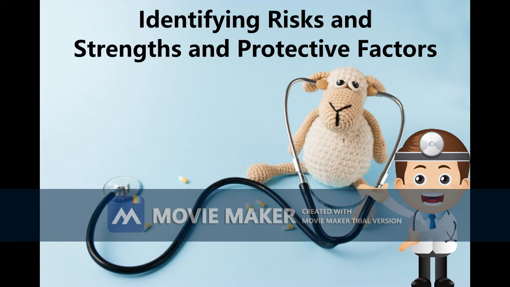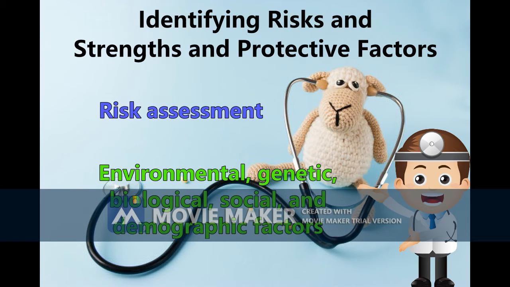Limited evidence suggests observation of the parent-child interaction also may aid in identifying children with delayed development. Fourth, identifying risks and strengths and protective factors. A risk assessment is an important part of developmental surveillance. Environmental, genetic, biological, social, and demographic factors can increase a child's risk for delays in development. Multiple risk factors can amplify each other.